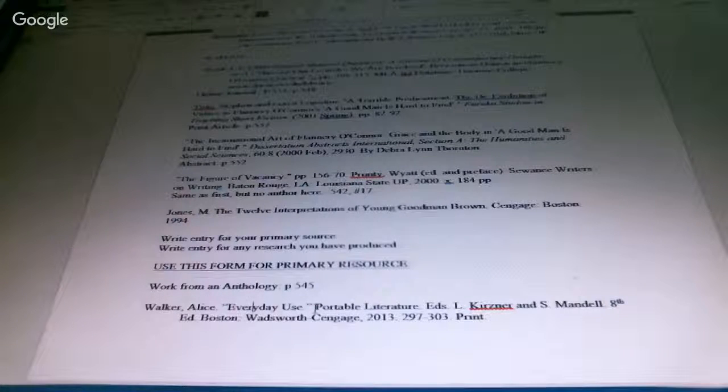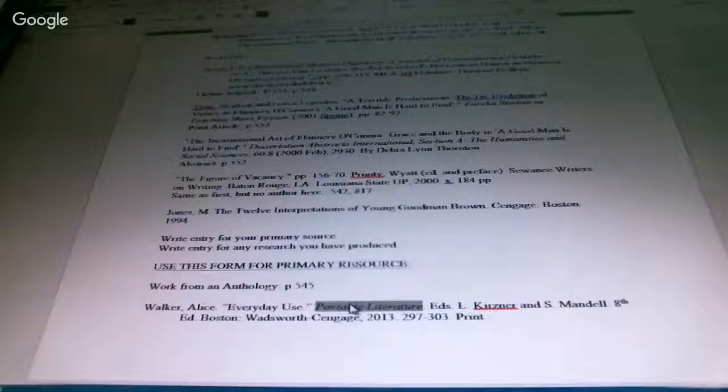This information will stay the same. This is the title of the book. This should be italicized, right? Portable Literature. And then your editors would be Laurie Kirszner and Stephen Mandel. Those are going to stay the same. This is the 8th edition. You can just use the textbook that I'm using, so 8th ed. And then your city and your publisher.